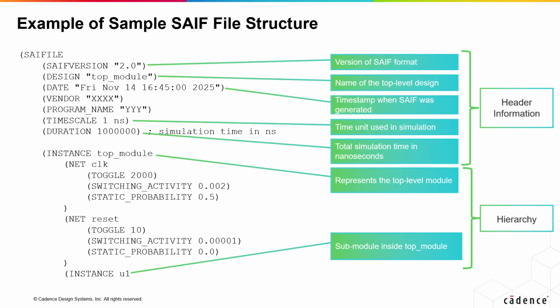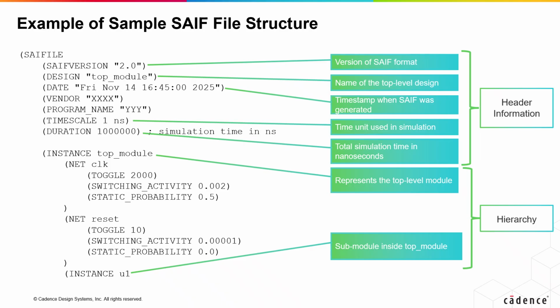Here is the sample Switching Activity Interchange Format file structure. It's important to help the audience understand not just what each field means, but why the structure is organized this way, and how engineers use it during power analysis. A Switching Activity Interchange Format, or SAIF, file begins with header information that defines the context of the recorded switching activity. Details such as the SAIF version, design name, simulation date, tool vendor, simulation program, timescale, and total simulation duration. These fields act like metadata that ensure all downstream tools interpret the activity information consistently, especially when power results need to be correlated across different stages of the design flow.